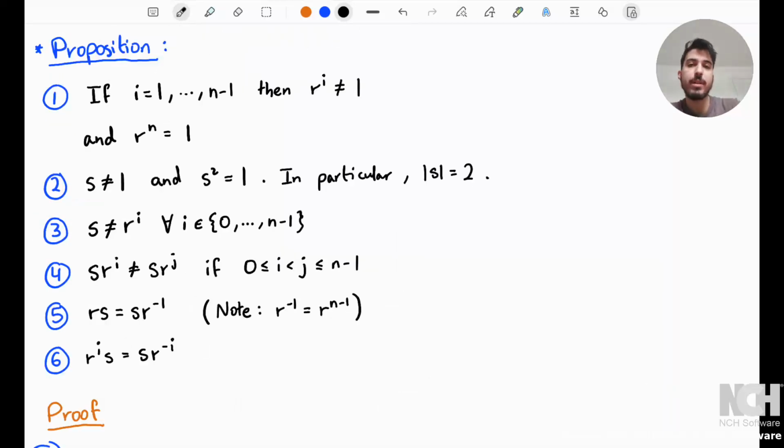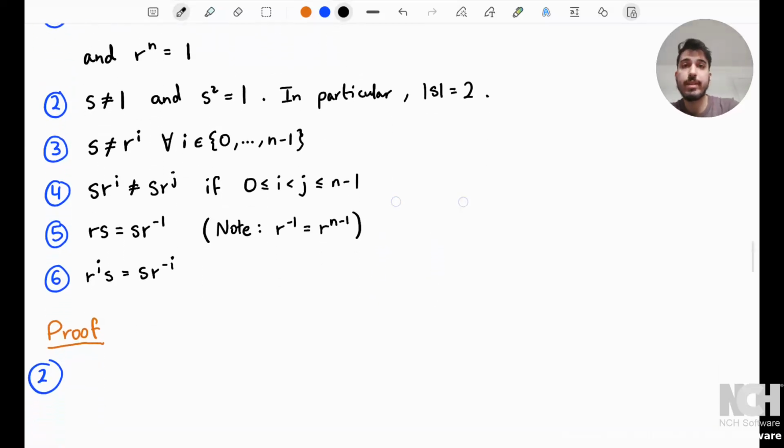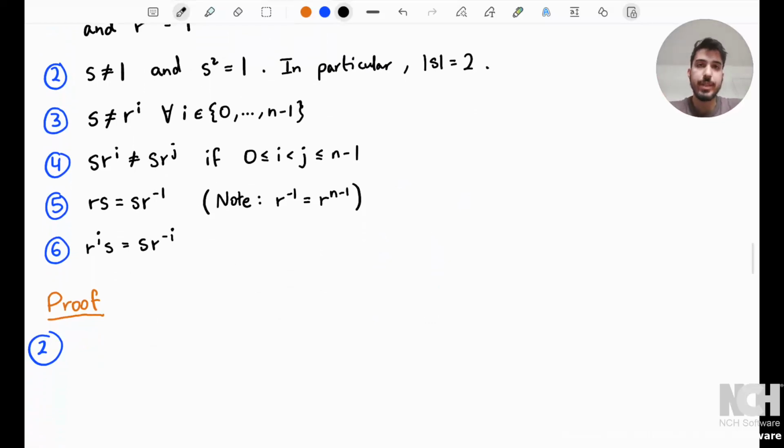Let us now prove the second part of the proposition, which says that the reflection S is not equal to the identity, and S squared is equal to the identity. So let us prove first that S is not equal to the identity. It means that if we choose a vertex and we show that S does not move the vertex back to itself, that means it is not the identity. Because the only way for a symmetry to be the identity, or the do-nothing symmetry, is to show that the vertices are all sent to the original places.